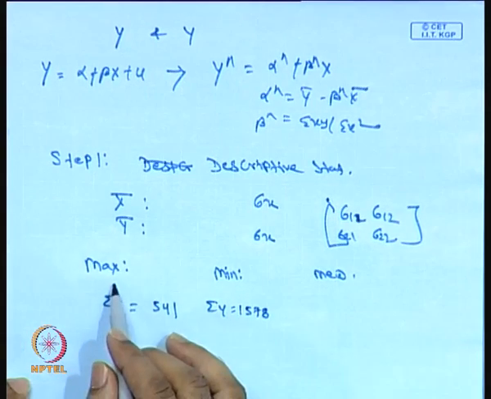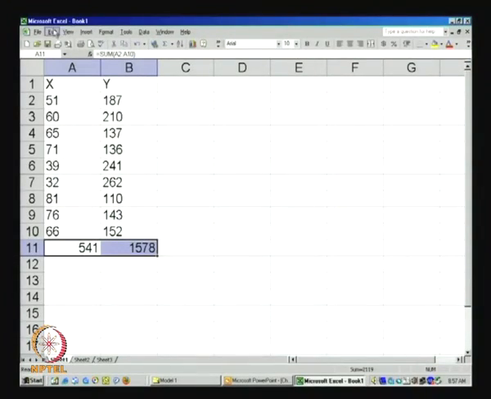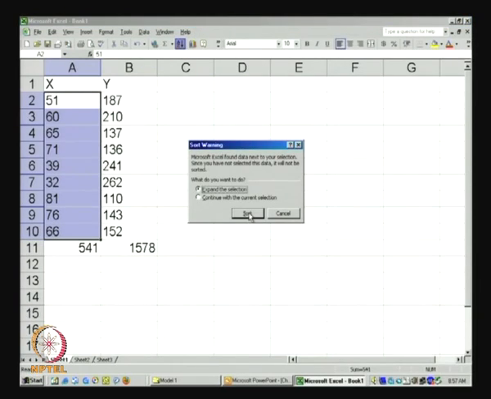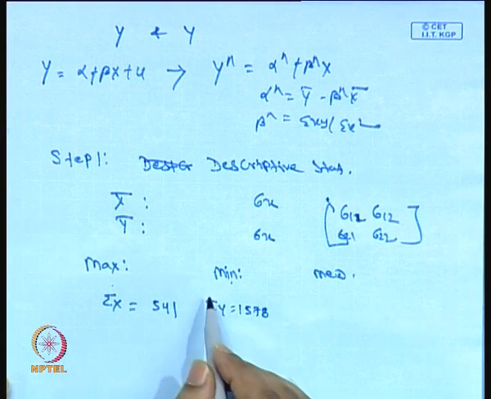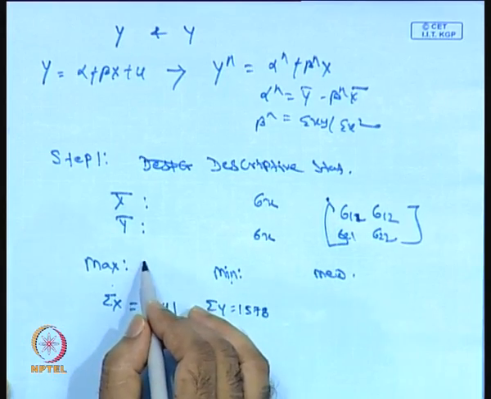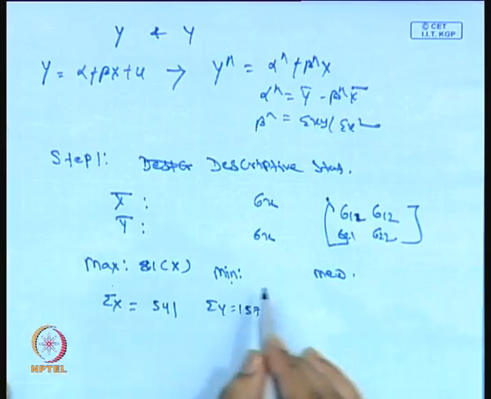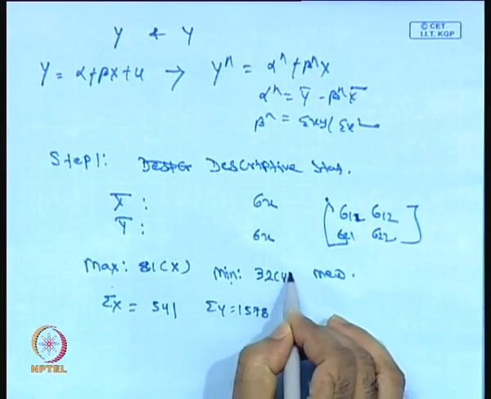Okay. To know the maximum and minimum, you can put the data in ascending or descending order, so you can get to know very easily. So, now for x the maximum is 81, and the minimum is 32. Okay. So, this is for x, and similarly for y. Okay.